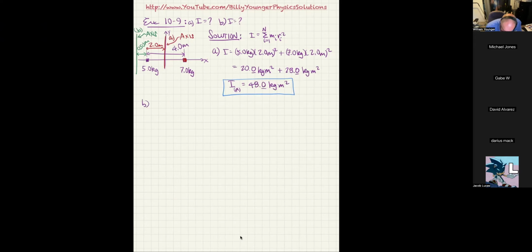Now for part B, it's a little more complicated, but it's really a pretty straightforward process. Now our rotation axis is to the left of the 5 kilogram object, and therefore the summation of m sub i r sub i squared from i equals 1 to n becomes 5.0 kilograms times 0.50 meters squared plus, now notice the green axis is a whole 4.50 meters from the 7 kilogram one.